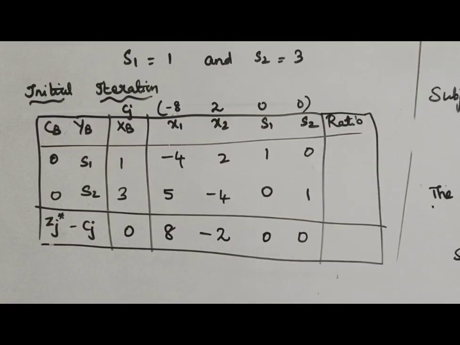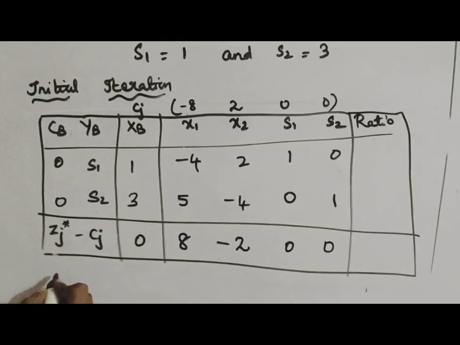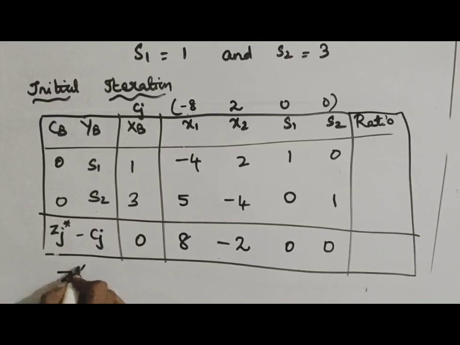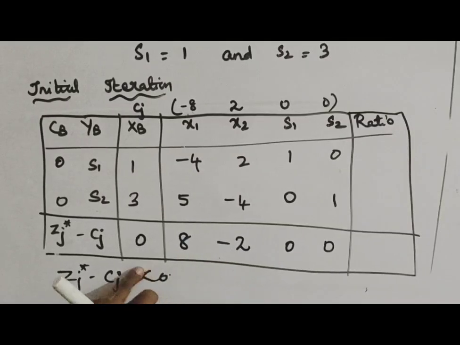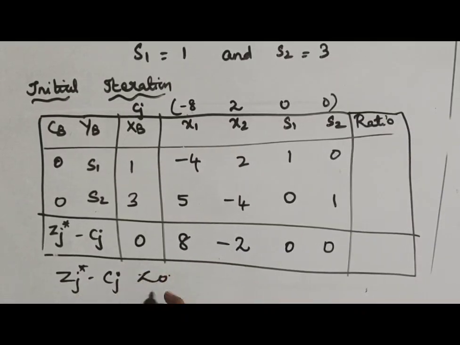Okay. Now, Zj star minus Cj value. Here at least one value is less than 0, right? Here at least one value is less than 0. Therefore, this solution is not an optimal solution. Hence, we move on to the next iteration, right?